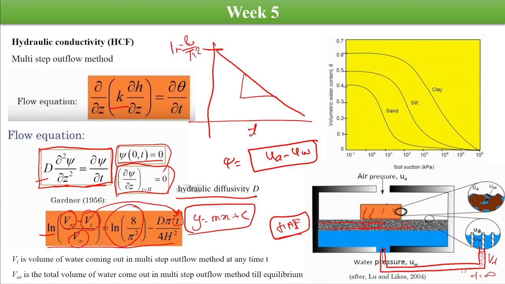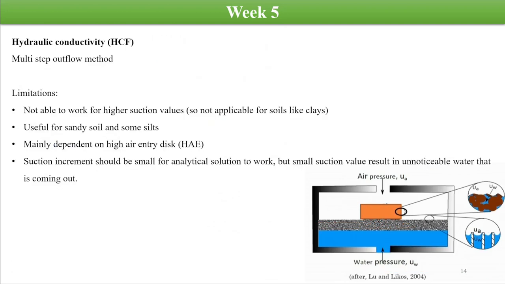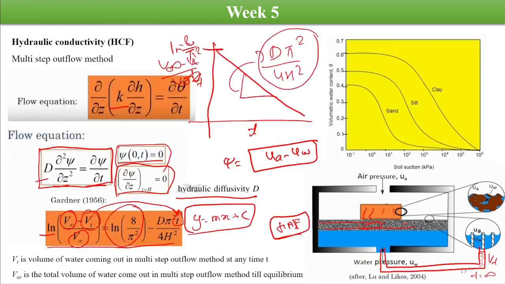the x-axis is t, and the y-axis is ln of (V infinity minus Vt) upon V infinity. Then the slope of this line is going to be D pi square upon 4h square, right? So in this way, if we proceed further, we will see that the multi-step outflow method is used to determine the hydraulic conductivity or the hydraulic conductivity function.